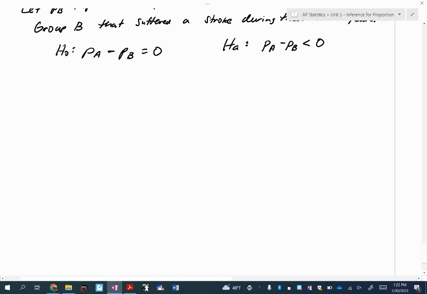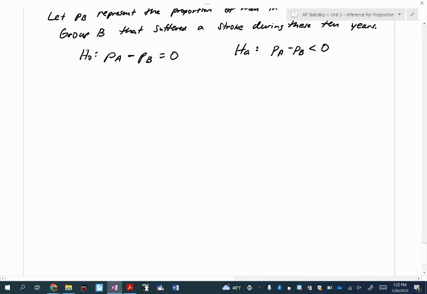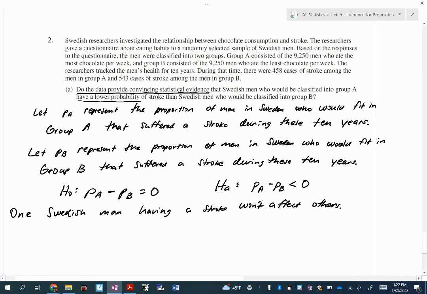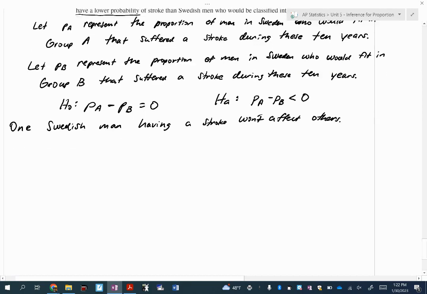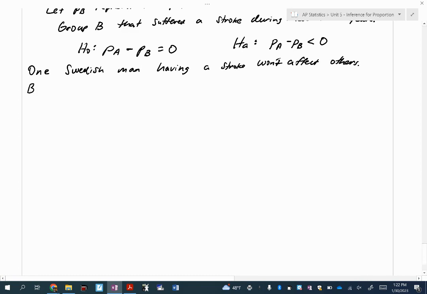Okay, now I'm ready for my assumptions and conditions. So the first thing I do is note that one Swedish man having a stroke won't affect others. All right, then I'm going to look for randomness. Let's see. Randomly selected. Very good. So both groups were randomly selected. So that's good.